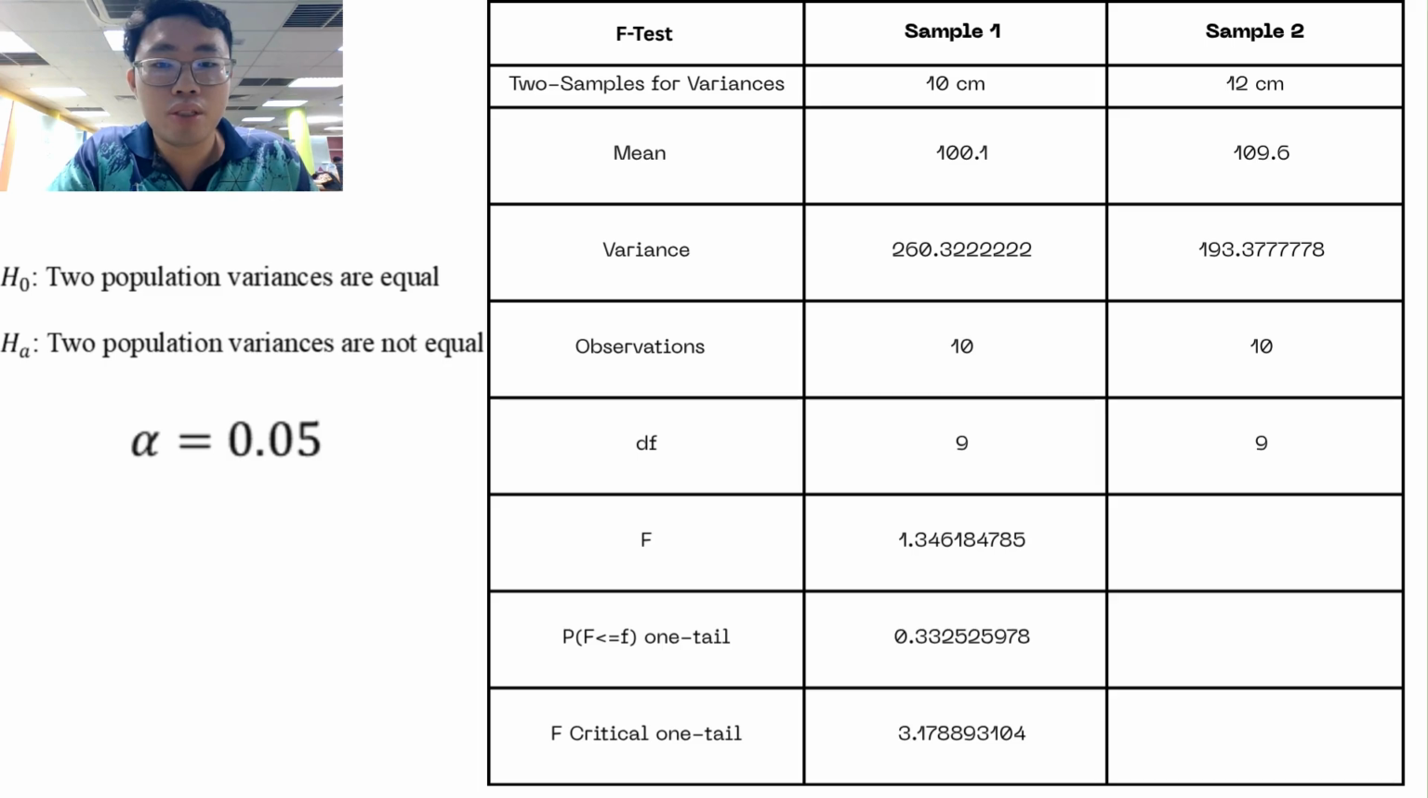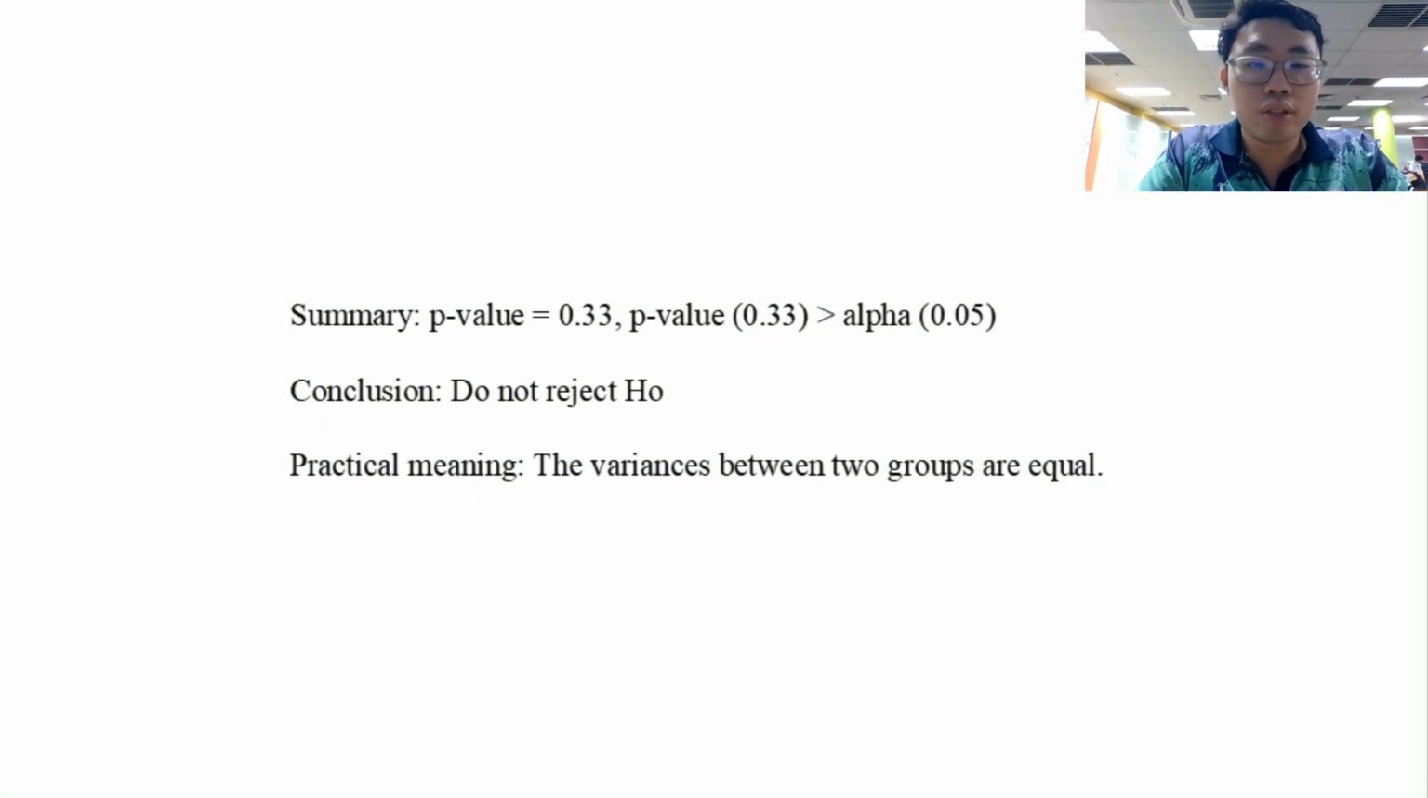Our null hypothesis is that the two population variances are equal. The alternative hypothesis is that the two population variances are not equal, at alpha equals 0.05. Based on the Microsoft Excel output, the p-value is 0.33, which is larger than alpha 0.05. So we conclude that we should not reject the null hypothesis H0. The practical meaning is that the variances between the two groups are equal.